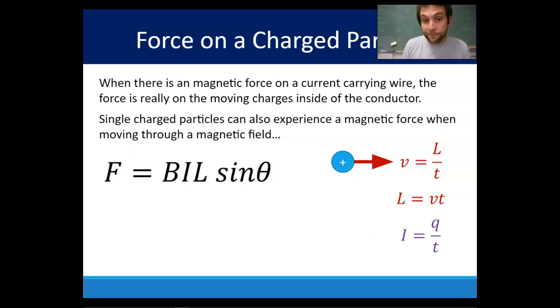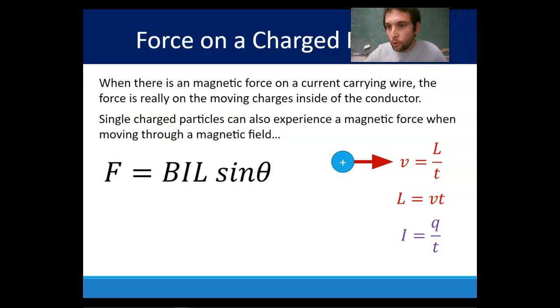Great, so we've covered force on a current-carrying wire. Well, what about force on a charged particle? For any charged particle, whenever there's magnetic force on a current-carrying wire, the force is really on the moving charges inside of that conductor. Single charged particles can also experience a magnetic force when moving through a magnetic field. So a couple of reminders.